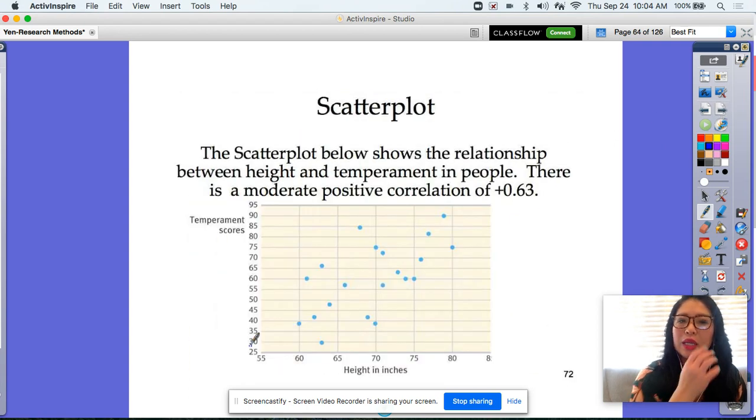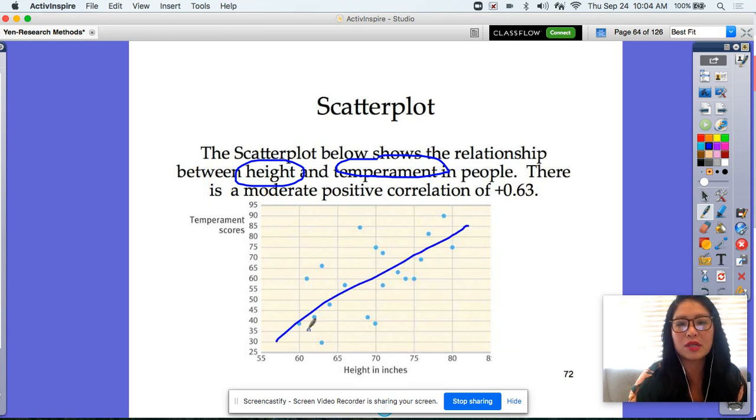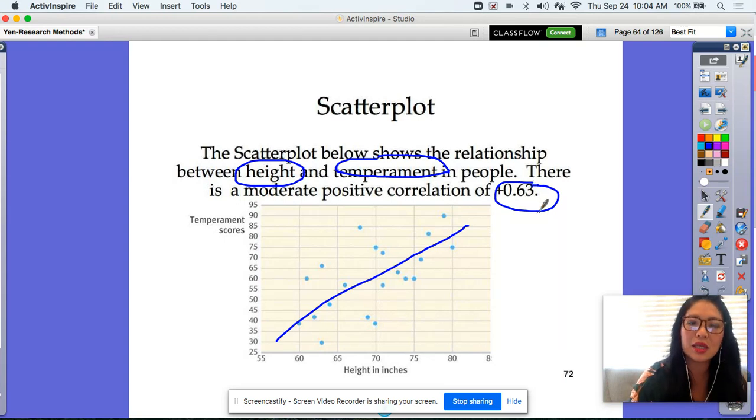Okay, this one, if you're looking at it, they're trying to find a relationship between height and temperament in people. So maybe the taller you are, the higher your temperament. So this one, just looking at the dots, you can tell it is going in a positive manner because they're scattered that way. They're not tightly knit together, but they're kind of close. So then this would be about a 0.63 correlation. Not the highest, not the lowest. It is over half. So it's a decent correlation.